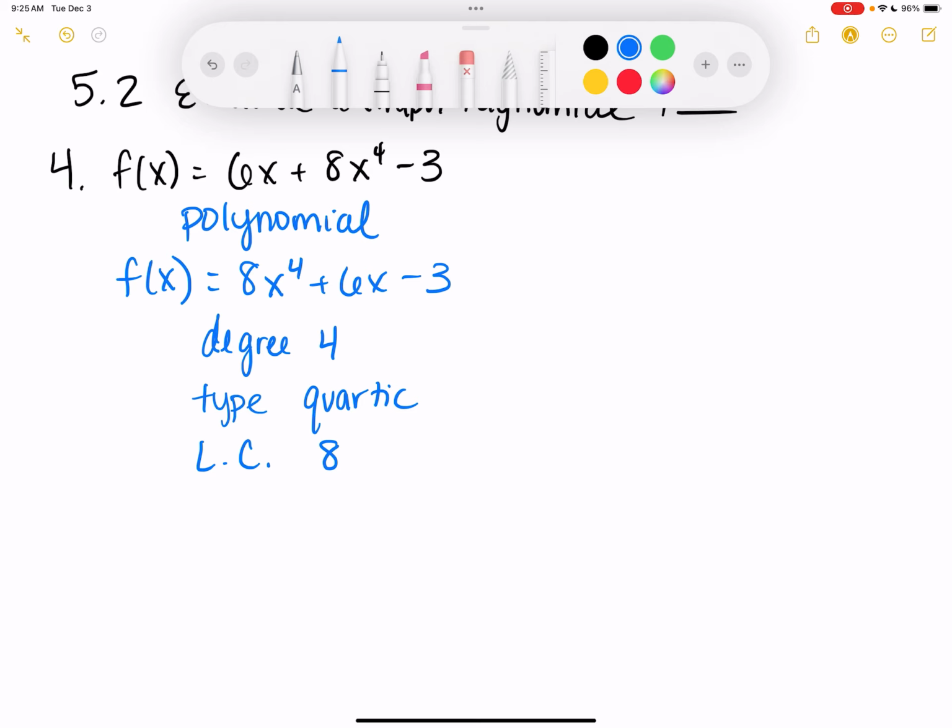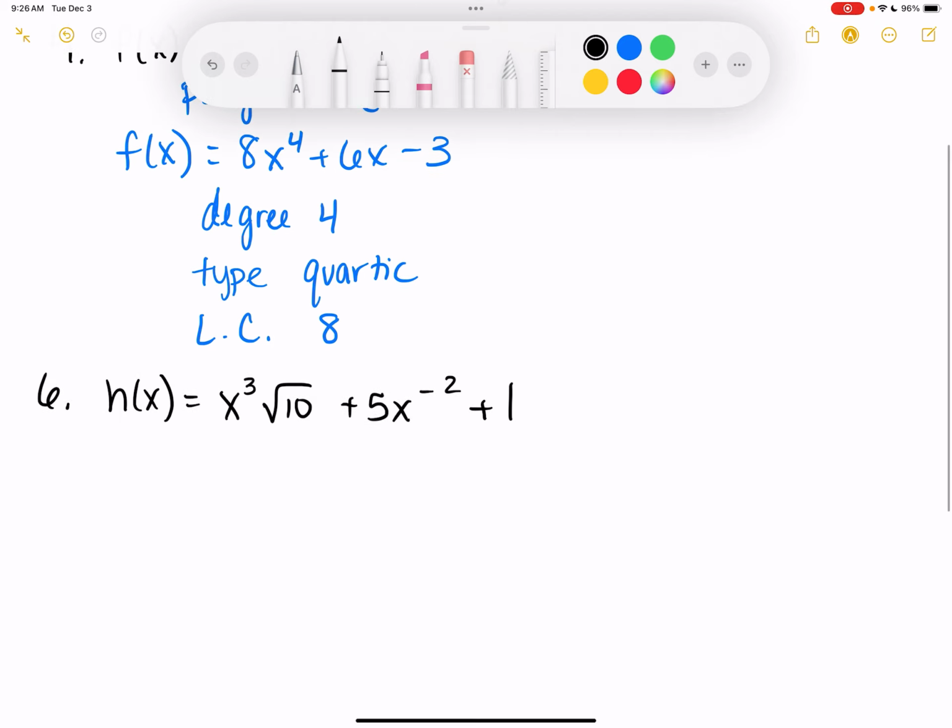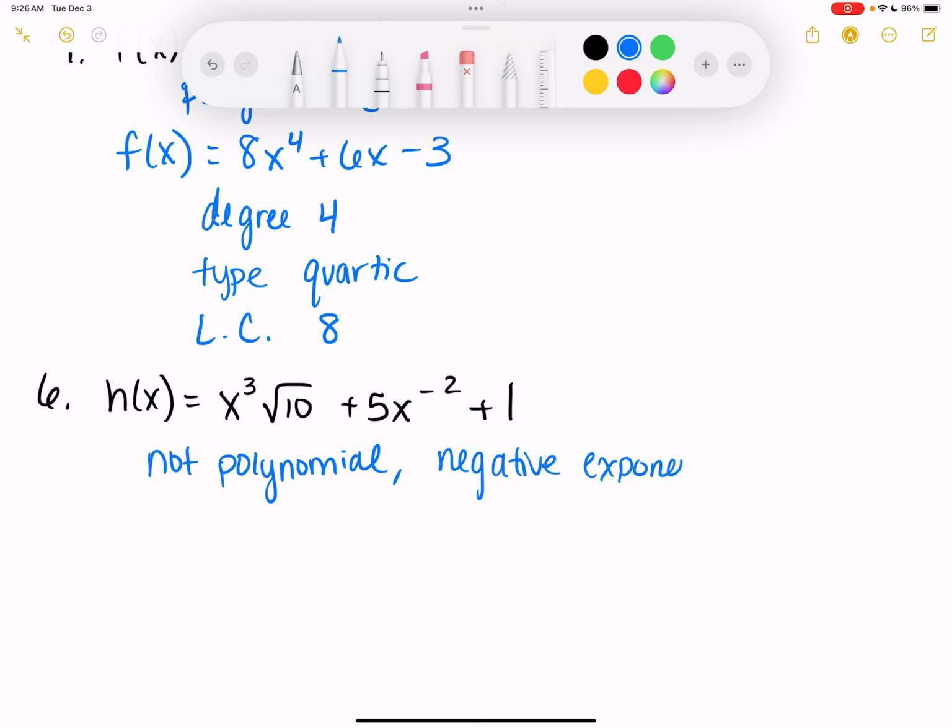6. h of x equals x cubed times the square root of 10 plus 5x to the negative 2 plus 1. Is this polynomial? No, because it's got the negative exponent. Correct. Not polynomial, it has a negative exponent. Can't have a negative exponent, and we can't have an exponent that is a variable.